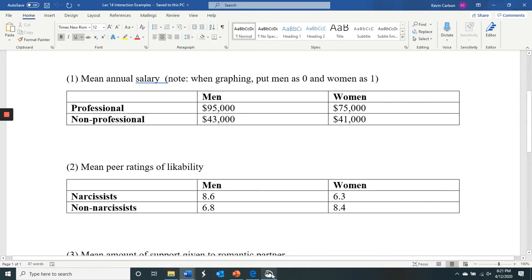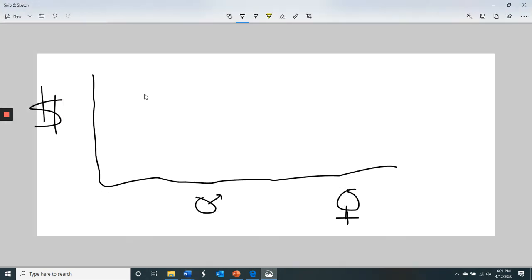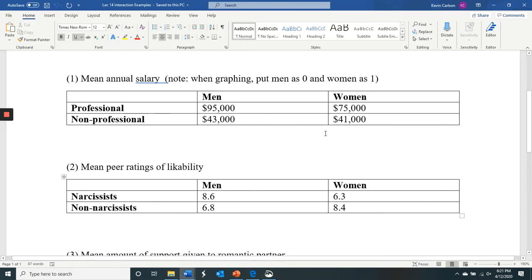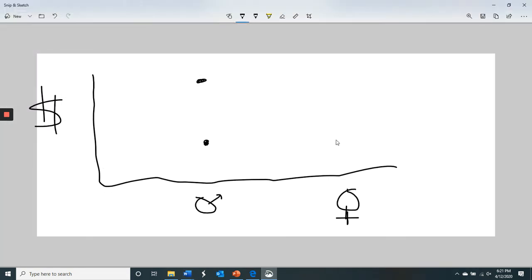So let's do men first. So we have 95 and 43. So we have 95, which would be way up here, and we have 43, which is down here somewhere, roughly speaking. And then we have women. And we have women 41 and 75. So 41's about here, and 75 is about here somewhere, roughly speaking.